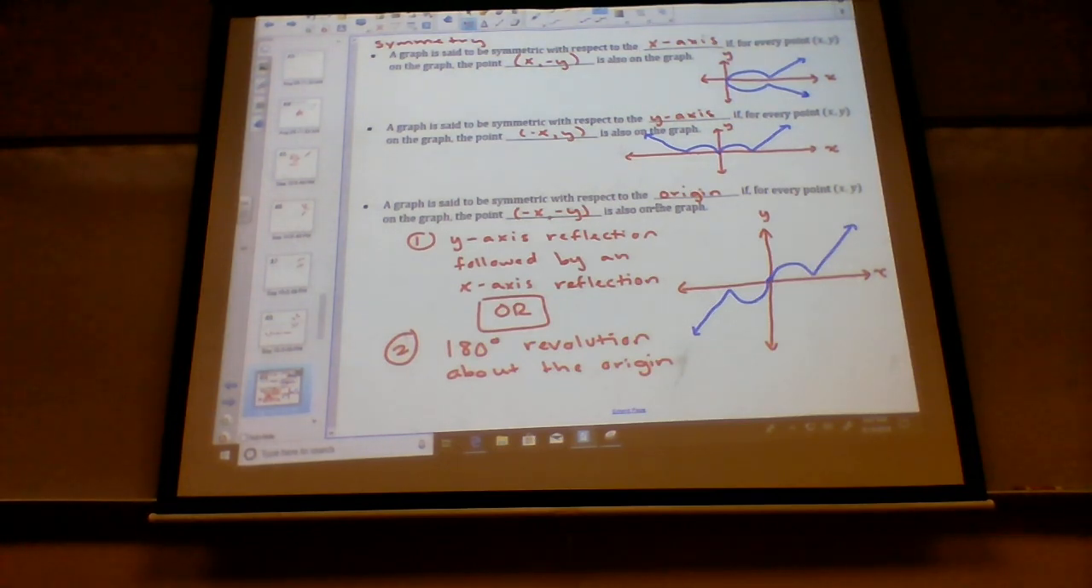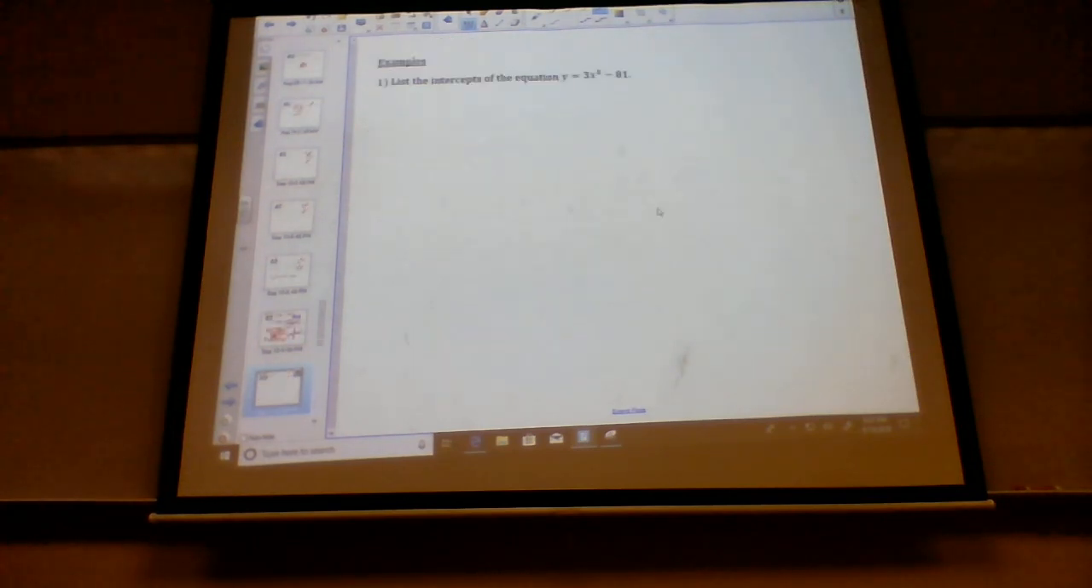Okay, so let's look at some practice problems. So we're going to look at example 1. It says list the intercepts of the equation y = 3x^3 - 81. Well, I taught you how to do intercepts in lesson 2.3 or 3.1, it's in those notes. But to find the intercepts of this equation, you have the x-intercepts and the y-intercepts. To find the x-intercepts, you let y be 0. And to find the y-intercepts, you let x be 0.